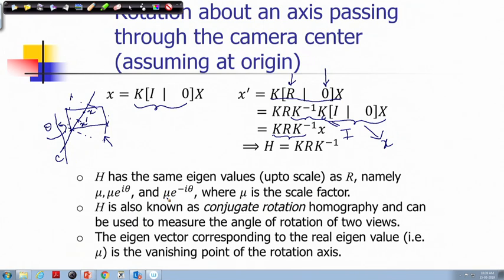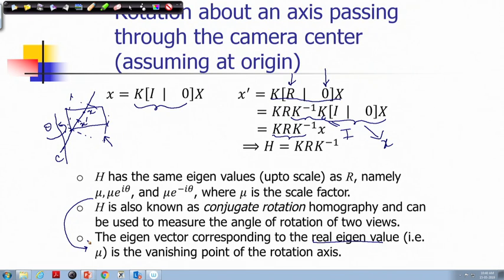Now, H is also known as a conjugate rotation homography and can be used to measure the angle of rotation between two views. The eigenvector corresponding to the real eigenvalue, which is mu, a scalar that also indicates the scale value of this set of eigenvalues, is the vanishing point of the rotation axis. So, that is another interesting piece of information.